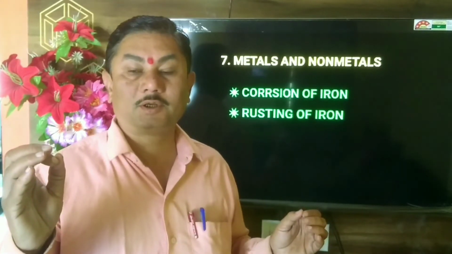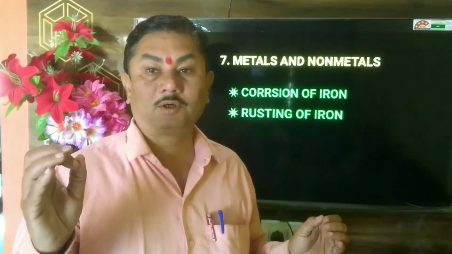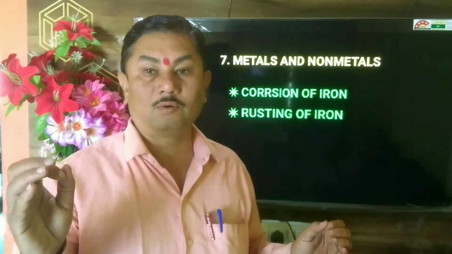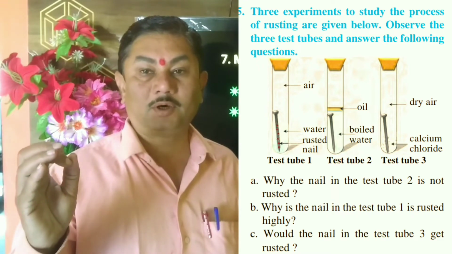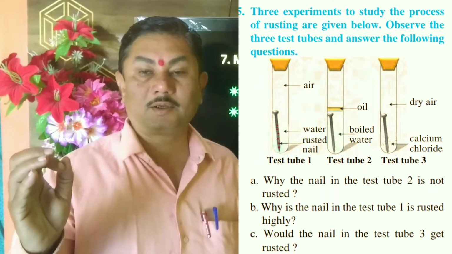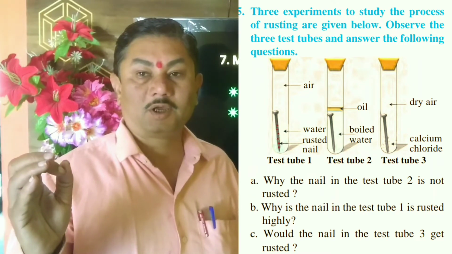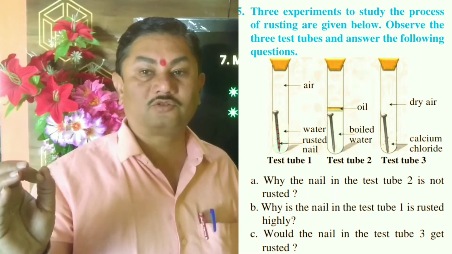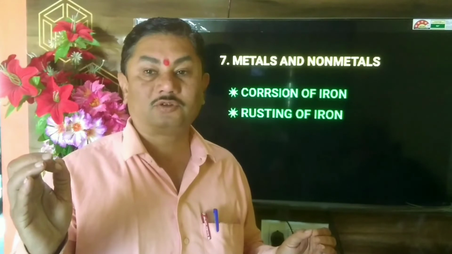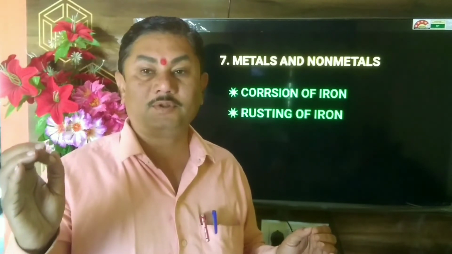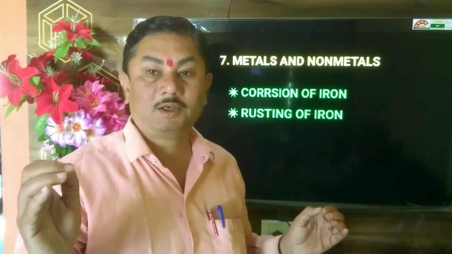A question is also asked on this experiment. The question is as follows. Three experiments to study the process of rusting of iron are given below. Observe the three test tubes and answer the following questions. Friends, we will see the answers to these questions in the last part of this video. First, we understand this experiment neatly.